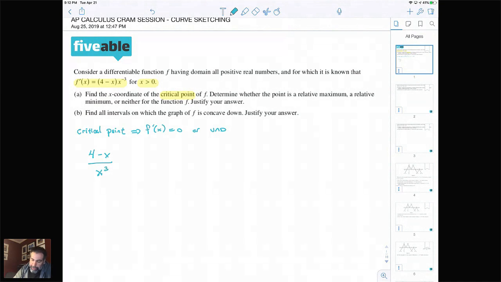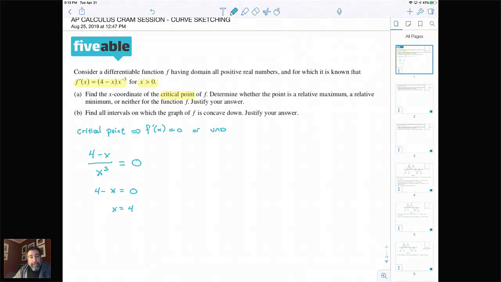And because we want to find out where this is equal to 0, I'm going to start off just by writing this equation. A fraction can only equal 0 if the numerator equals 0. So this is going to turn into 4 minus x equals 0. And pretty quickly, we're going to find out that x is equal to 4 in this case.